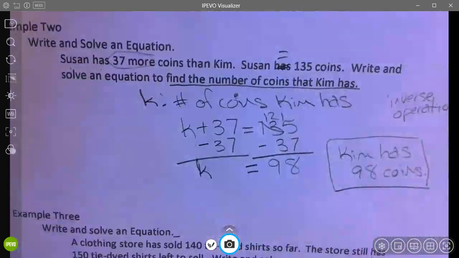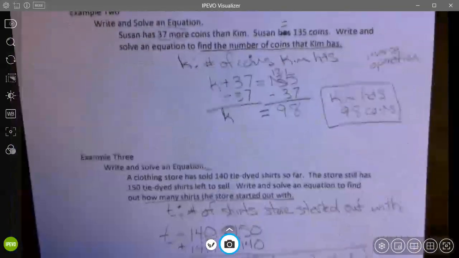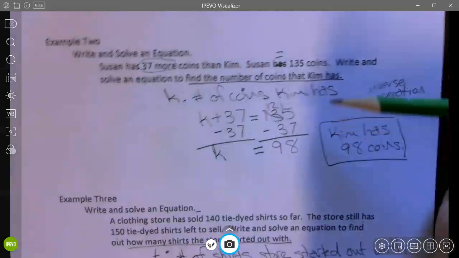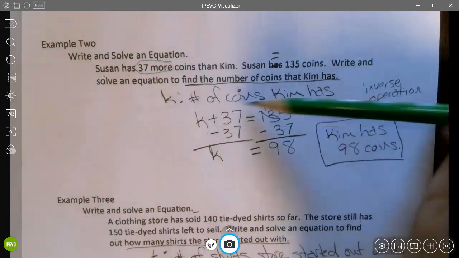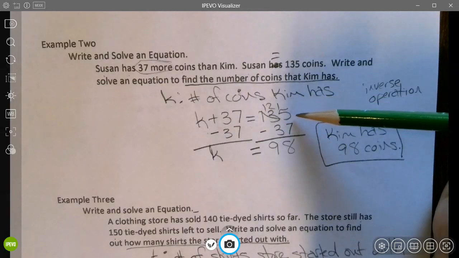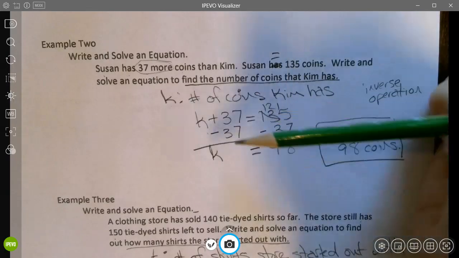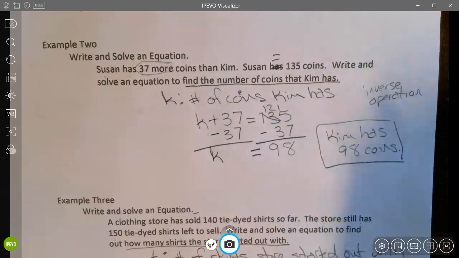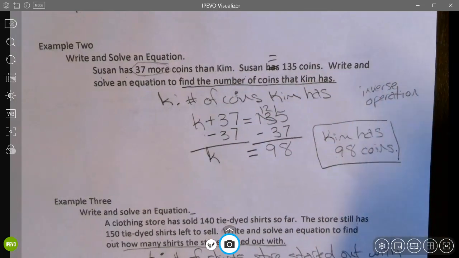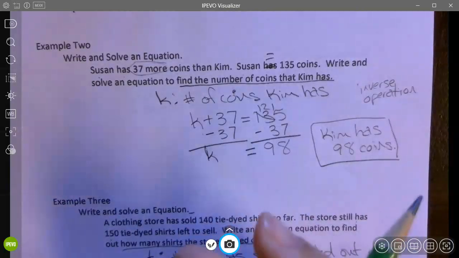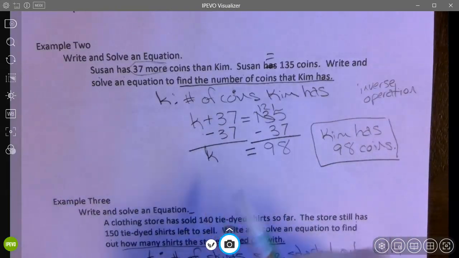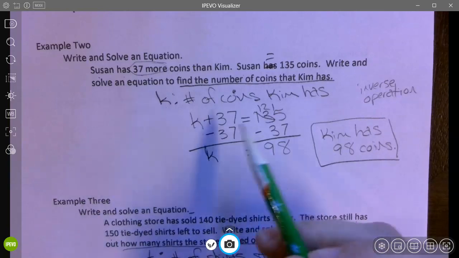Okay, so just to sum it up, you need to define your variable. You need to set up your algebraic equation and then you need to solve it. And you solve it by finding your inverse operation so you can isolate. Isolate means make your variable by itself. You want to isolate the variable.